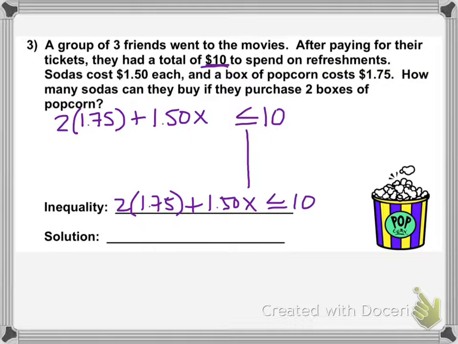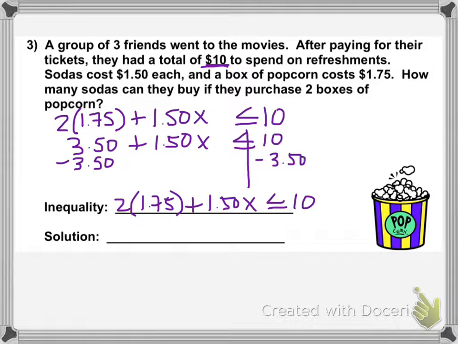Okay, 2 times $1.75 is going to be $3.50 plus the $1.50 for each soda. They still got to spend less than $10. So to solve for X, first we got to get that $3.50, the constant, to the other side. So we're going to subtract $3.50. We're subtracting out the $3.50 for the popcorn, right? And I'm going to move my equation down here.